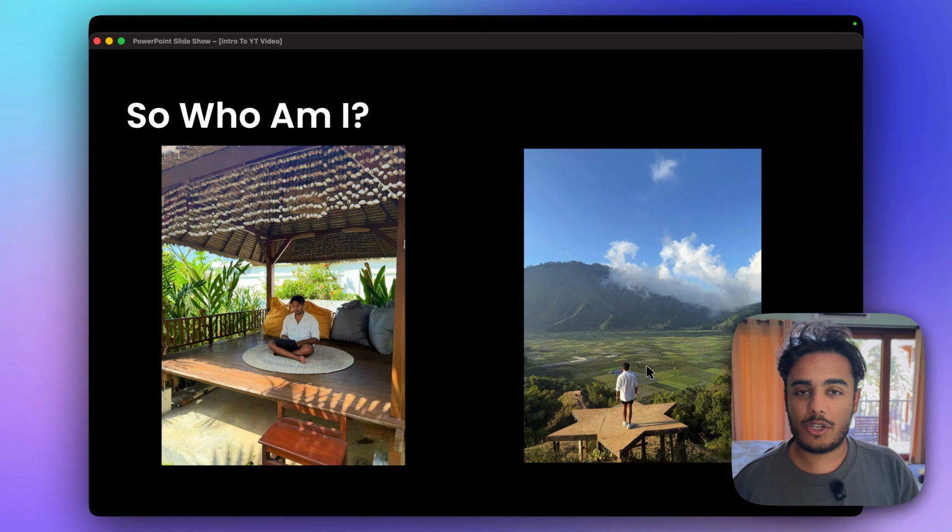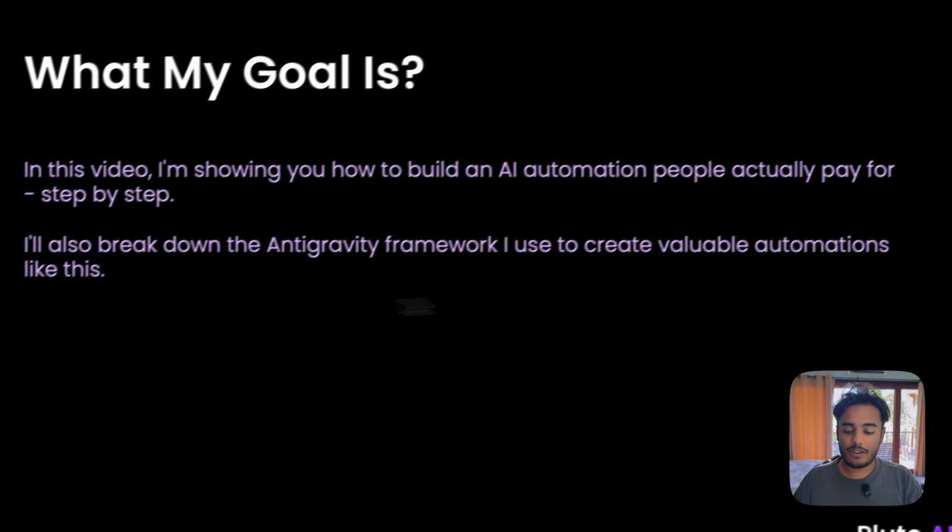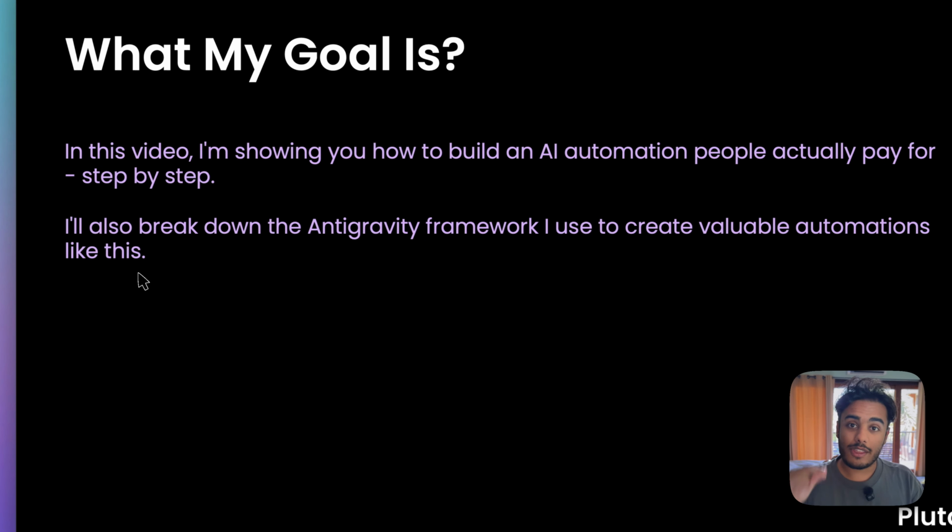While I was traveling, a bunch of people asked me, hey Yash, how do you travel? How do you do all of this? How do you run your agency? How do you build out these automations? You don't even have a computer science degree. How do you do it? Well, in this video, I'm going to show you just that. And also I'm going to show you my step-by-step Antigravity framework that I use to create valuable automations like this one that you can sell.